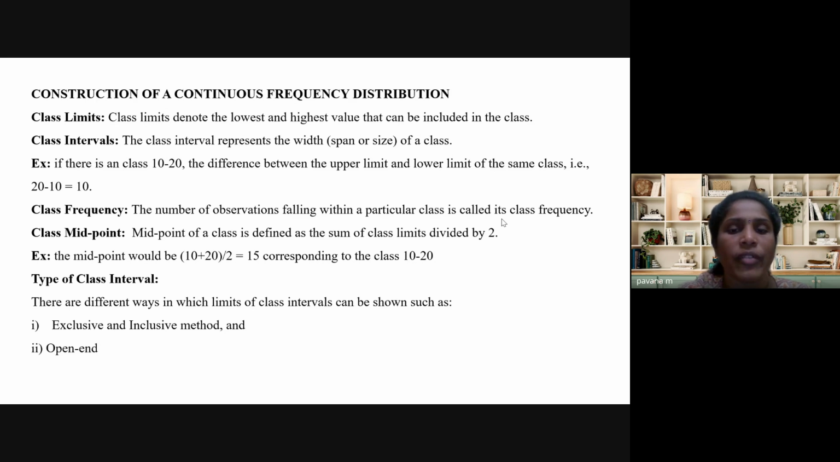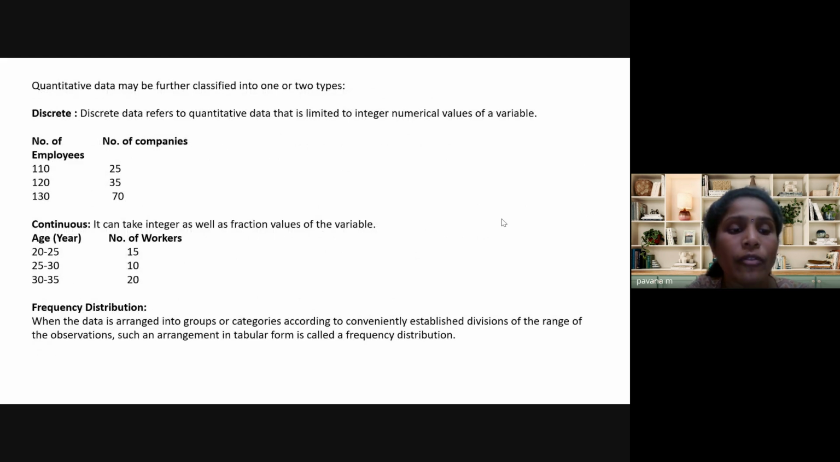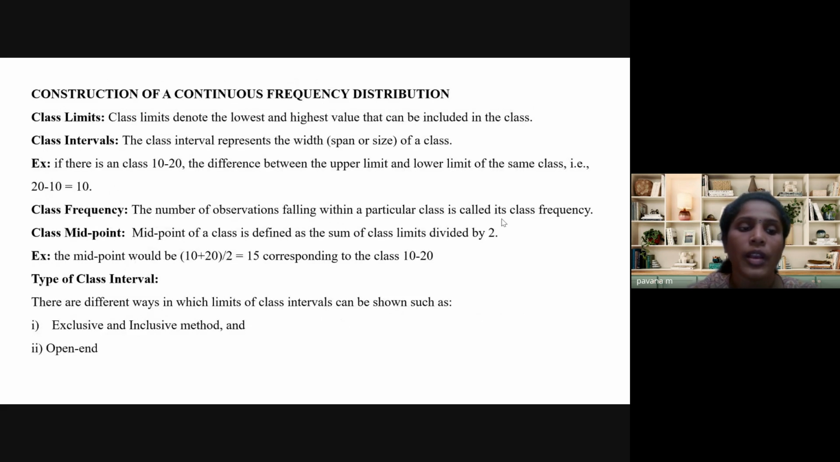And next, class interval. Class interval represents the width or span of a particular class. Suppose 10 to 20, the difference is 10. For 25 to 30, the class difference is 5. So the difference between the lower value and the higher value is the class interval. And next, class frequency. The number of observations falling within a particular class is called its class frequency. In the last example, 20 to 25 has 15 workers, so 15 is the class frequency.